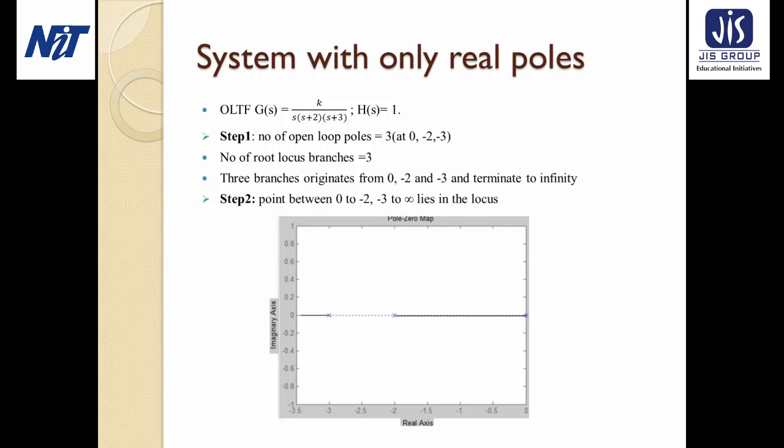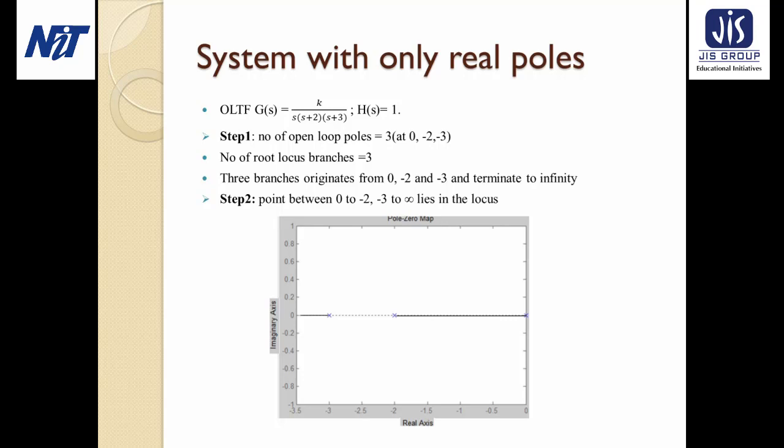To draw the root locus, first we need to find the number of open loop poles of the given system. The number of open loop poles is 3, and these poles are located at 0, -2 and -3, which can be found by equating the denominator to 0.